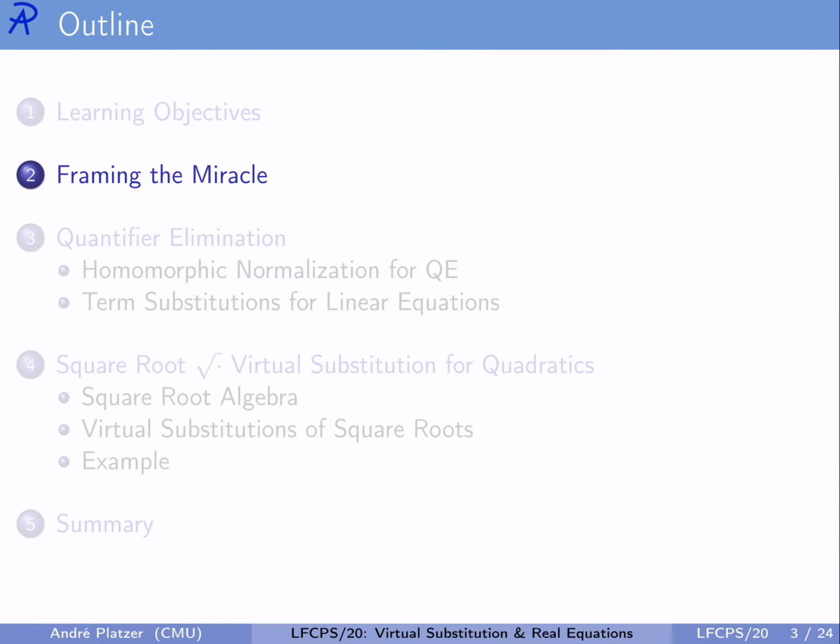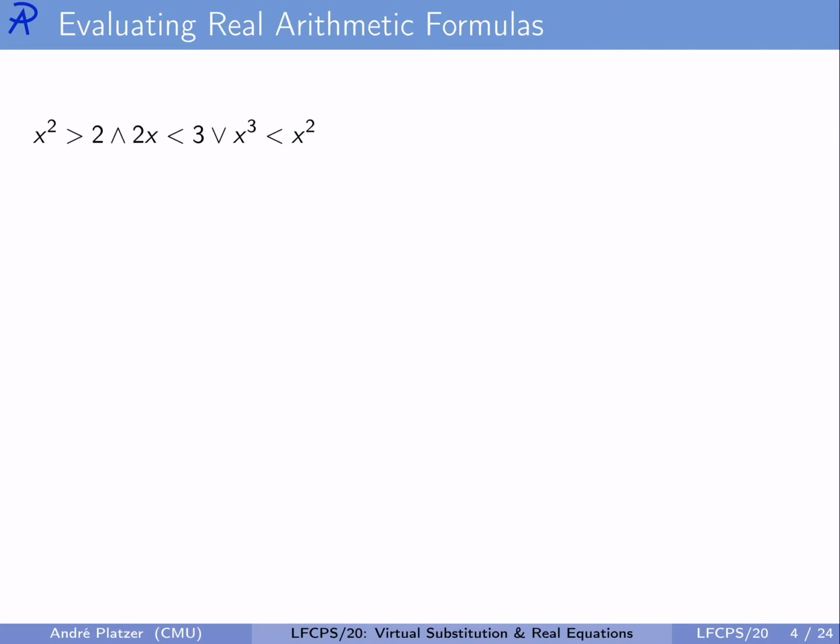First of all, let's begin by framing the miracle of real arithmetic. What is real arithmetic? Well, here's a formula of real arithmetic which just says x squared greater than 2 and 2x is less than 3 or x cubed is less than x squared. That's clearly real arithmetic. What can we do with it?